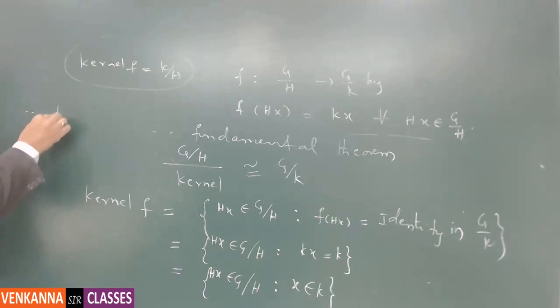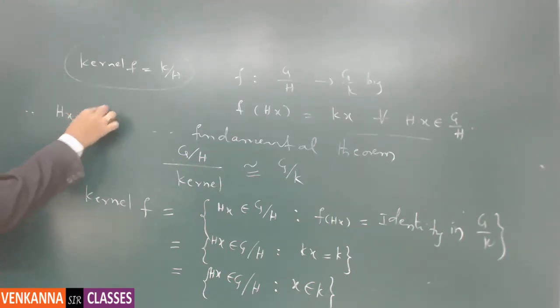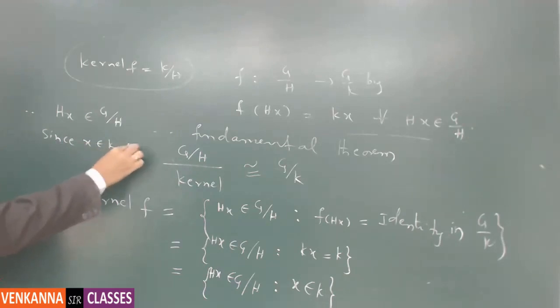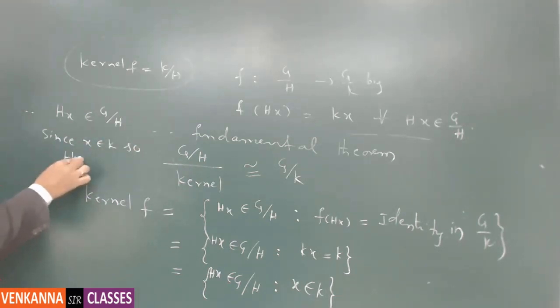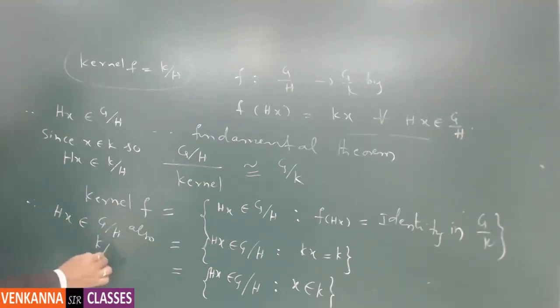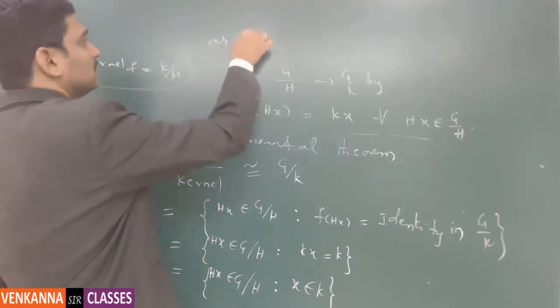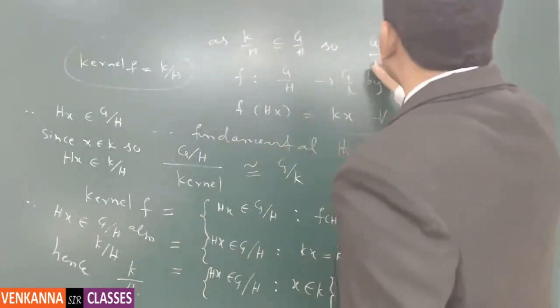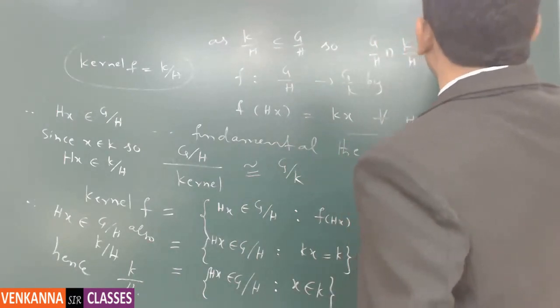Therefore, we can say that Hx is belonging to G by H. Since x belongs to K, Hx belongs to K by H. Therefore, Hx belongs to G by H, also K by H. Hence, it is K by H. As K by H is a subset of G by H, G by H intersection K by H is nothing but K by H.